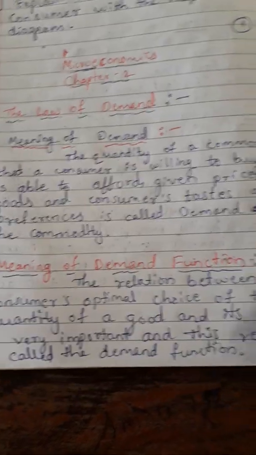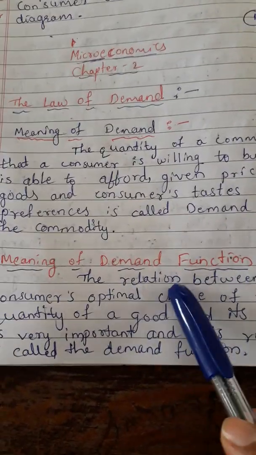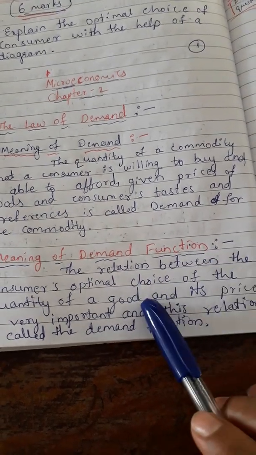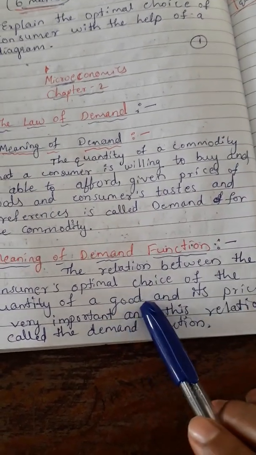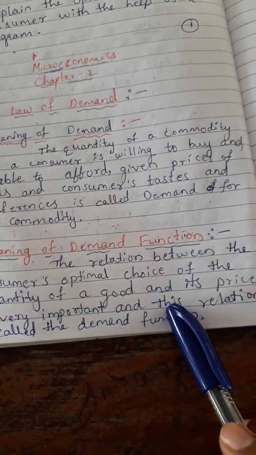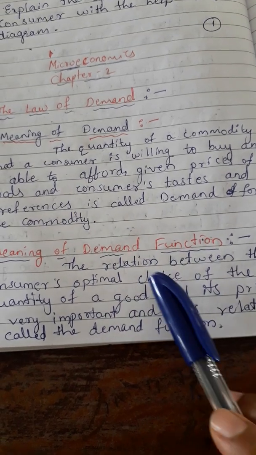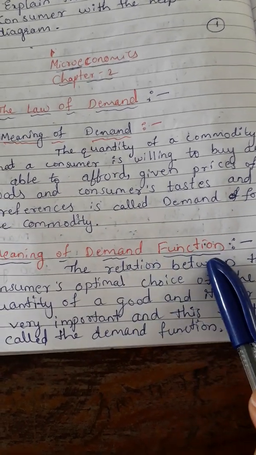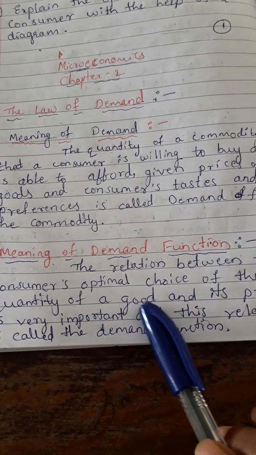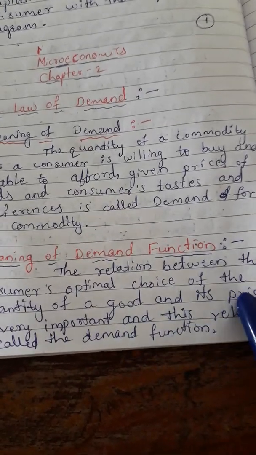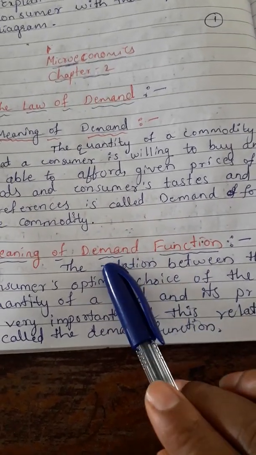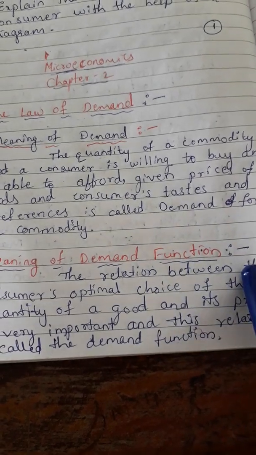And another one, the meaning of the demand function. So what is the demand function? Demand function means the relationship between the consumer's optimal choice of the quantity of a good and its price. That is known as the demand function. The relationship between the quantity of a good and its price is known as the demand function.